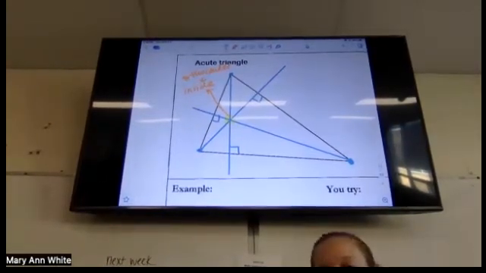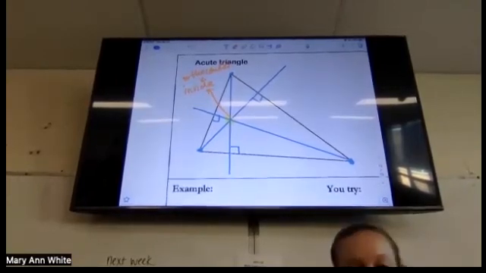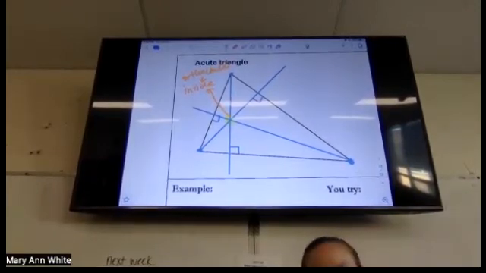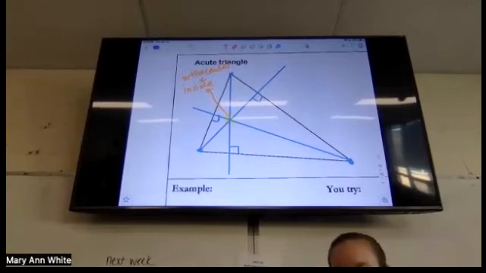So for these, do you always have to make lines from the vertexes, or the vertices? Yep, so you go from each of all 3 vertices. Very good. The orthocenter is inside.